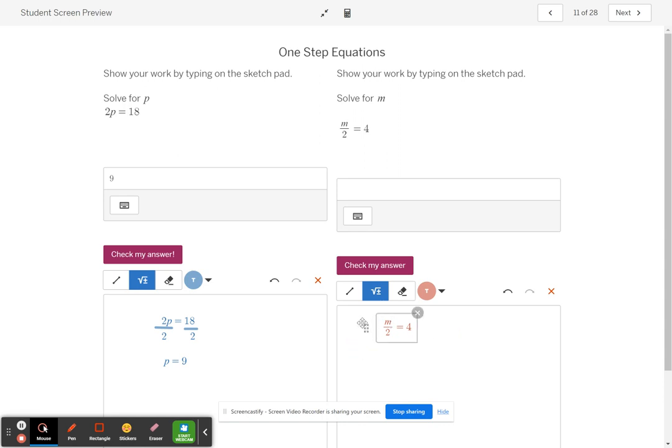what you want to do is undo dividing by 2. So in this case, we're going to multiply by 2. Whatever we do to the left, we are going to do to the right. And if you notice, I hit this key right here. That is the shift and then number 8. So what happens is the 2 divided by 2 becomes a 1. And we are left with m equals. And then 4 times 2 gets me the 8. And that will be our answer.